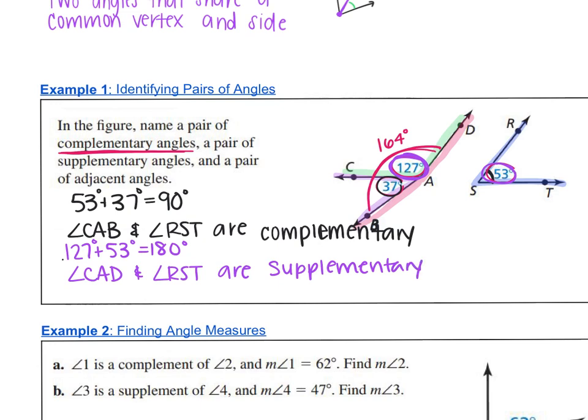And then the last thing they want us to do is find a pair of adjacent angles. So adjacent angles would be two angles that share a common side and vertex. Well, take a look at our first picture here.